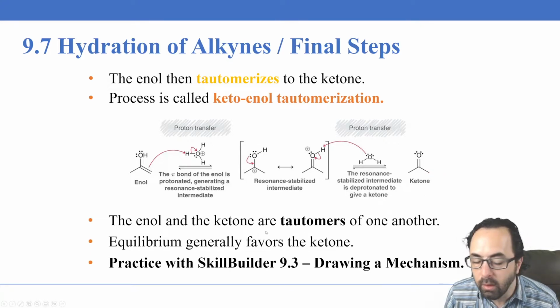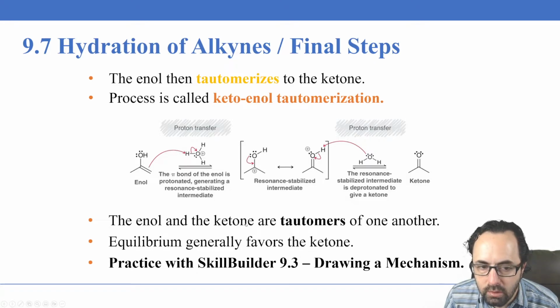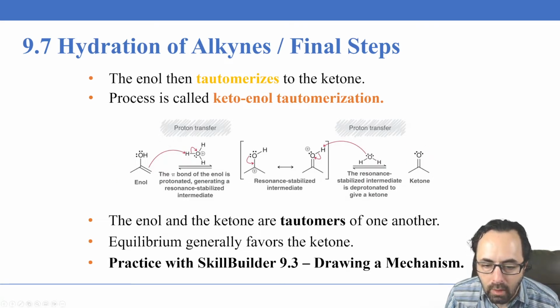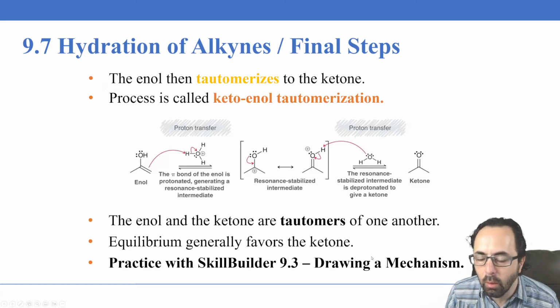And when this occurs, we refer to these as tautomers. They have the same atoms, just the atoms have kind of moved around during the process, and the ketone is far more stable here than the enol. And equilibrium will favor the ketone quite a lot.